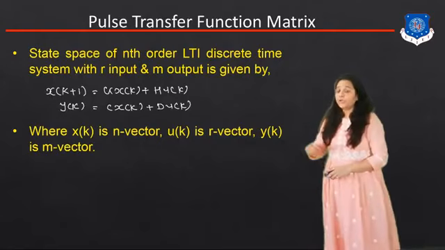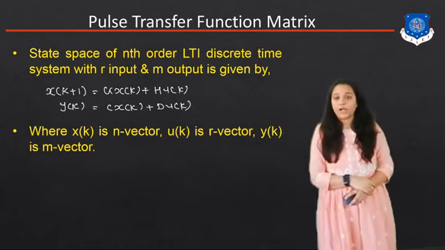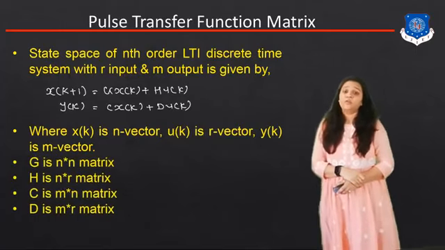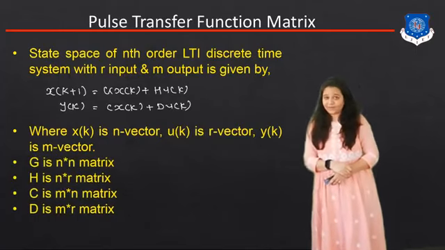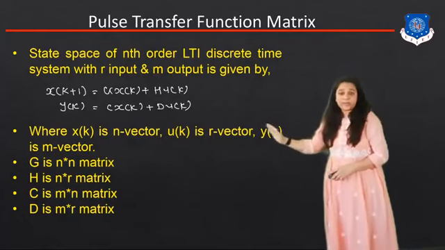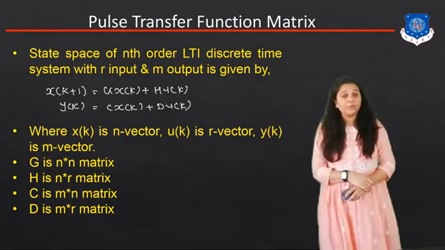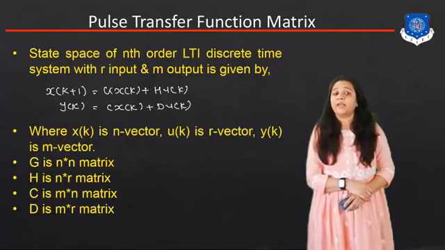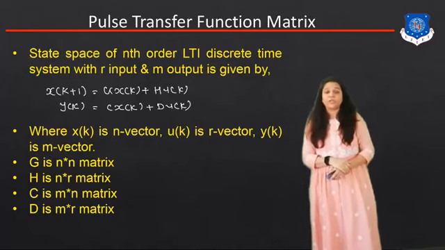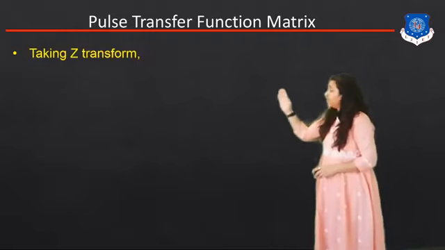As you know, x(k+1) is our state equation and y(k) is our output equation for the discrete-time system. Here we have used different types of matrices. G is an n cross n matrix, H is an n cross r matrix, C is an m cross n matrix, and D is an m cross r matrix. In most cases, as in continuous-time state space analysis, we can take the D matrix as 0.